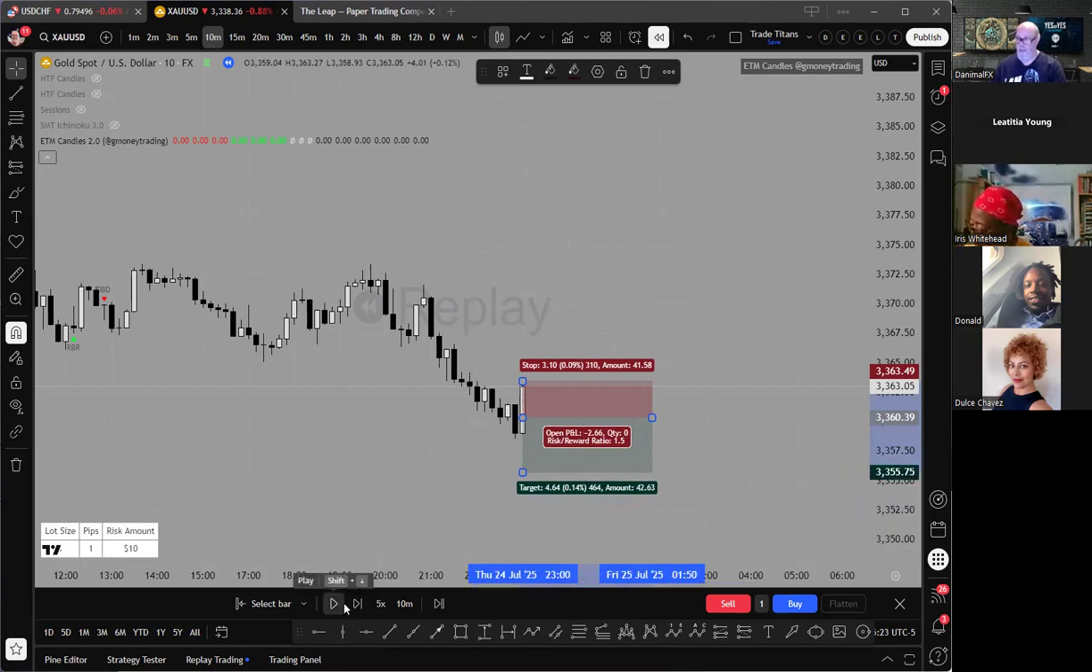So when I played this candlestick, I was in this particular trade the other day. Not that long ago. Was Thursday? Yeah, Thursday.